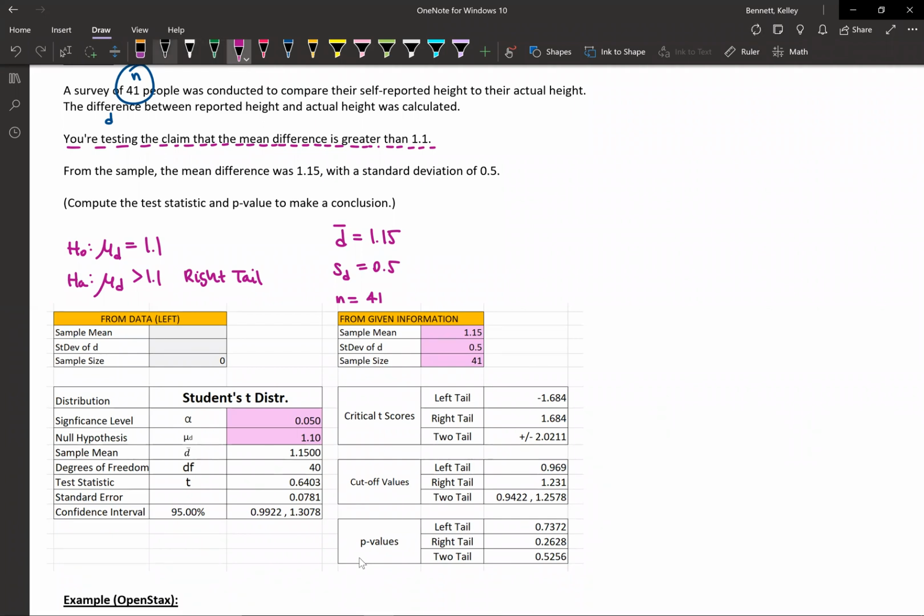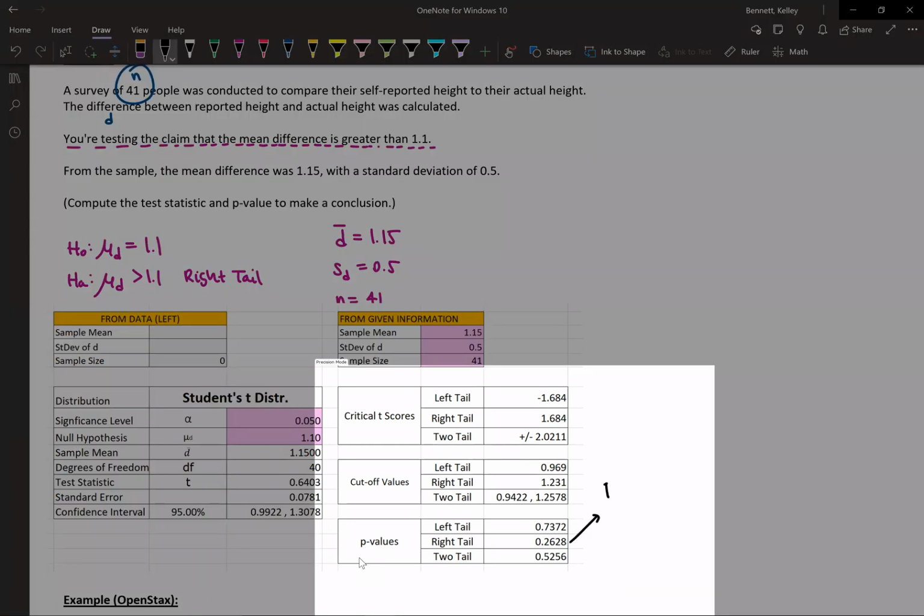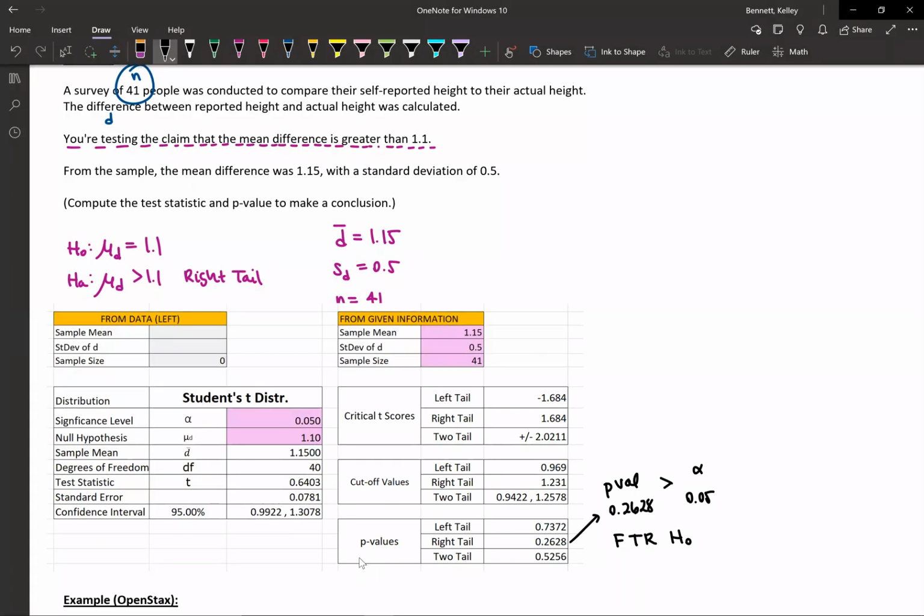And typically we just look at the p-value. So for right-tailed, our p-value was 0.2628 and our alpha was 5%. So certainly the p-value is bigger than alpha, and we're going to fail to reject H naught. So we don't have sufficient evidence to support the claim that the true difference was actually larger.